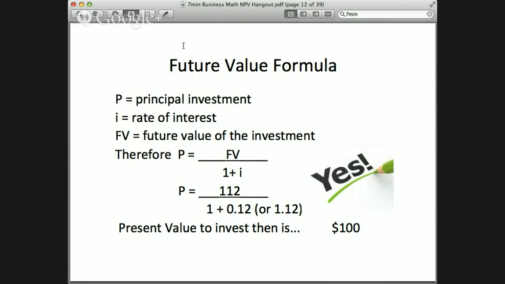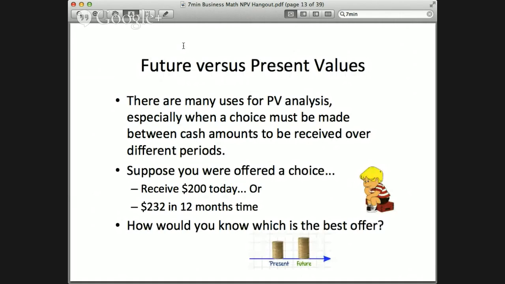So therefore, the future value, we're going the other way around now. The future value is $112, yeah? So bringing that back to the present value, $112 divided by the 1.12, because the interest rate is still 12%, we now know that he needs to invest $100 today in order to have his $112. That's how you work it backwards. So future versus present values.